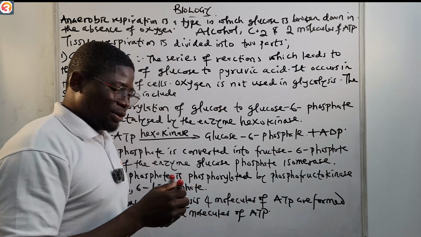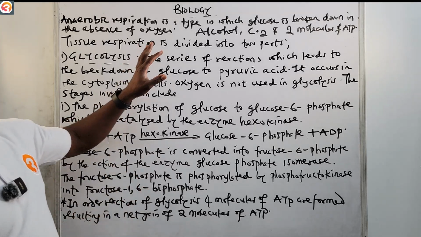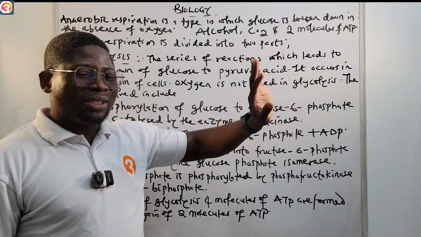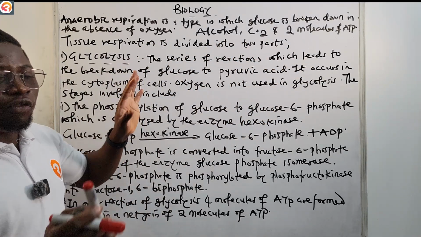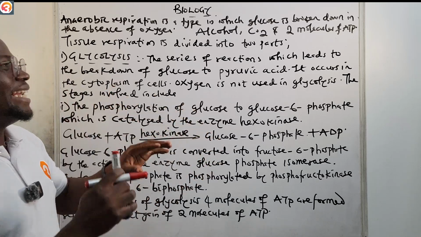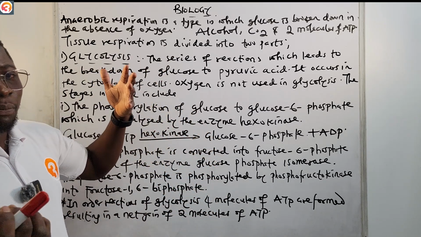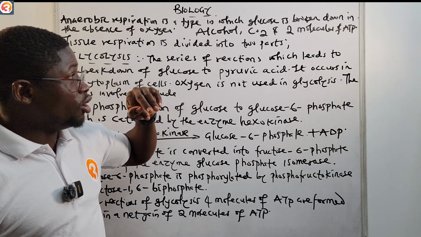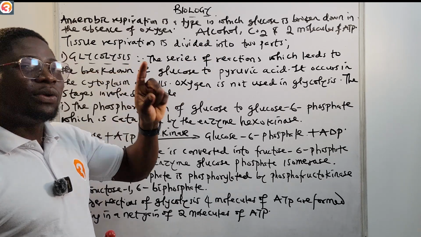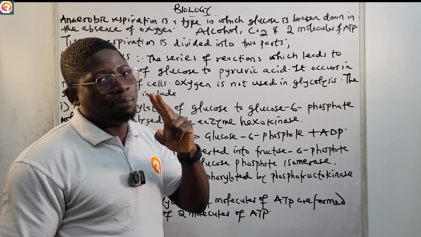Please take note of that. For anaerobic respiration, the type of respiration where glucose is broken down in the absence of oxygen, what are the products of this reaction? We get alcohol, we get carbon dioxide, and we get 2 molecules of ATP. Please take note of that.